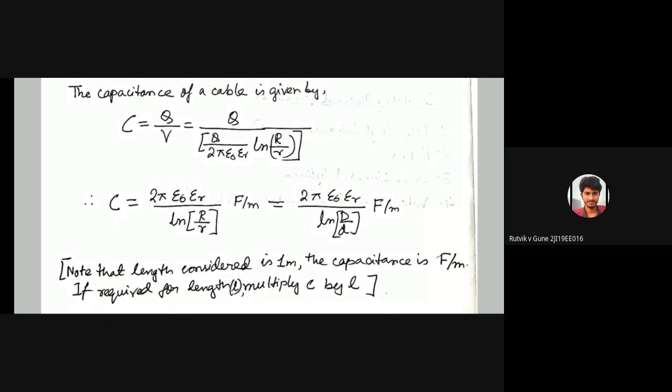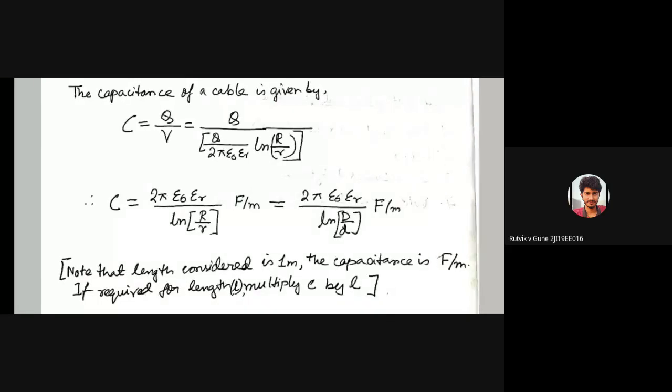Now, if it is required for a certain length L, suppose 5 meters or 10 meters, then multiply that C by L. Then you will get the value of the capacitance.